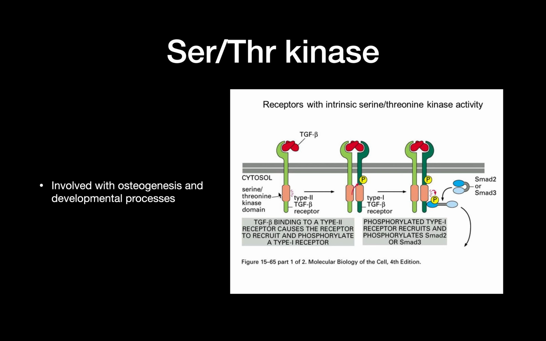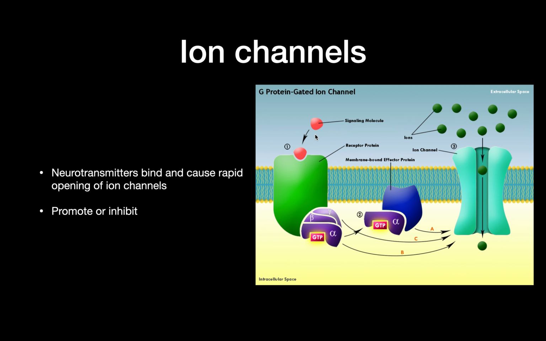So ion channels are involved in the synapse, and neurotransmitters will come, bind, cause a rapid opening of the ion channels, and then a signal will be passed down, and those can be used either to promote or inhibit.